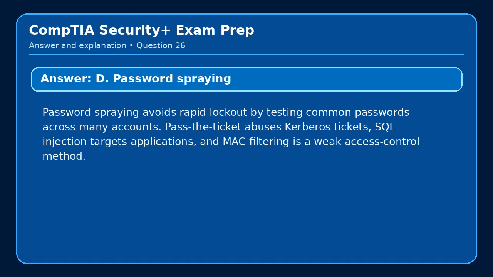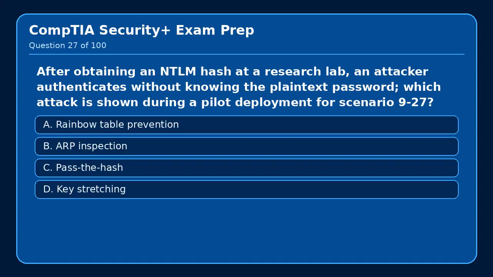Pass the hash uses captured password hashes as authentication material in compatible environments. ARP inspection and key stretching are defenses, while rainbow table prevention describes a protection goal, not the attack.